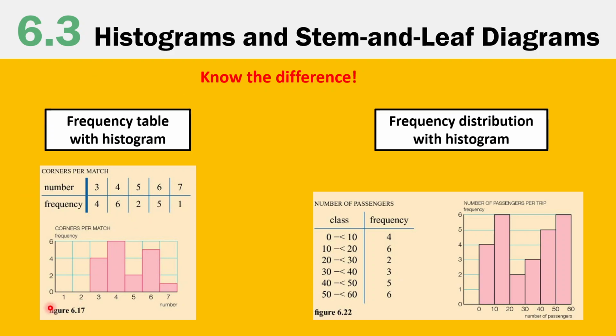So use this one when your data set is nice and close together. Use this one when your data set is not nice and close together, and when you have a lot of data values that only occur once or twice or 0 times. Then this thing is a lot more comfortable to use.